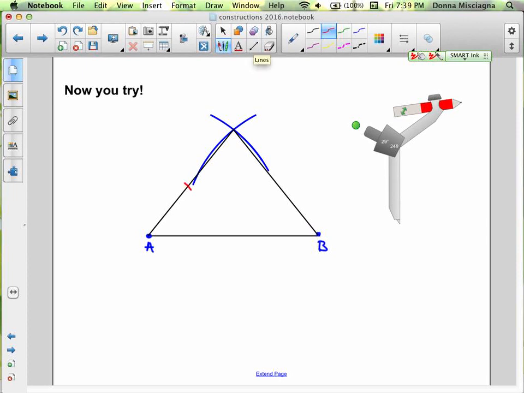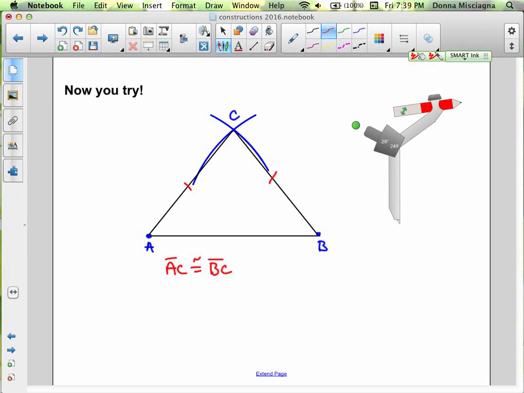And so this side, let's add a point up here. So this will be point C, because my point's not where I wanted it to be. There we go. All right, so those two sides are congruent, right? So side AC is congruent to side BC.